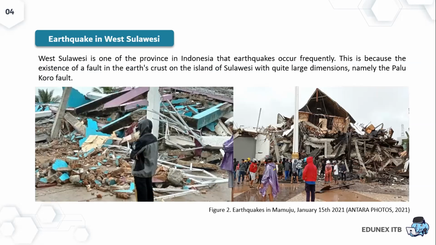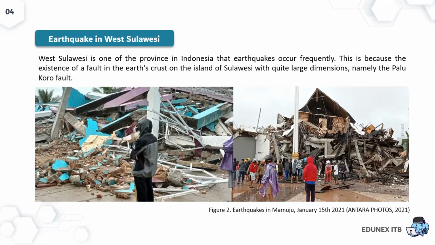Next, earthquake in West Sulawesi. We know that West Sulawesi is one of the provinces in Indonesia which is located on the island of Sulawesi. And also, West Sulawesi is a province that is quite prone to earthquakes. Why is West Sulawesi quite prone to earthquakes? This is because of the existence of a fault in the earth crust on the island of Sulawesi with quite large dimensions, namely the Palu Koro Fault.